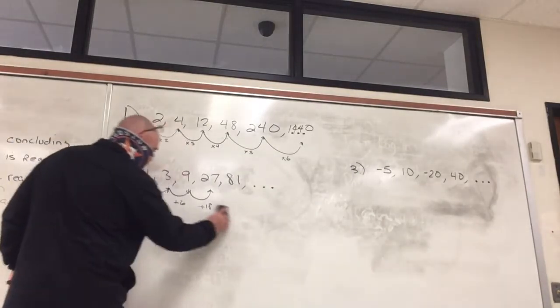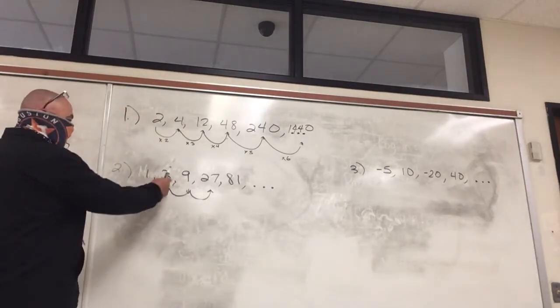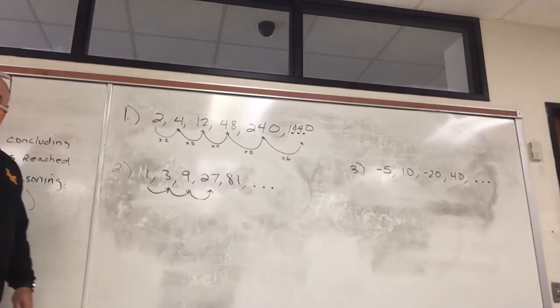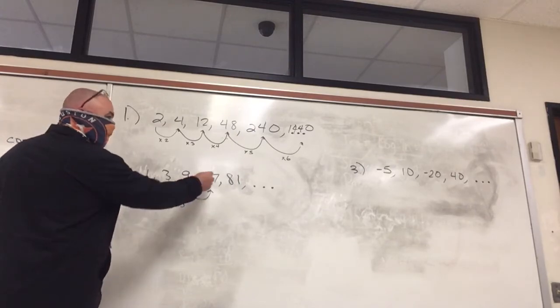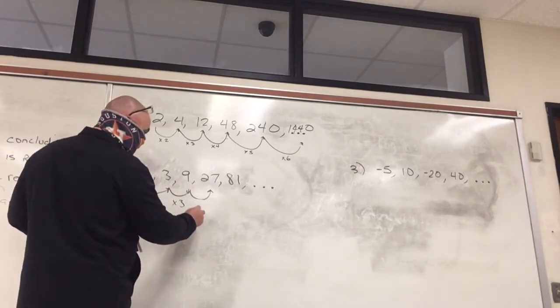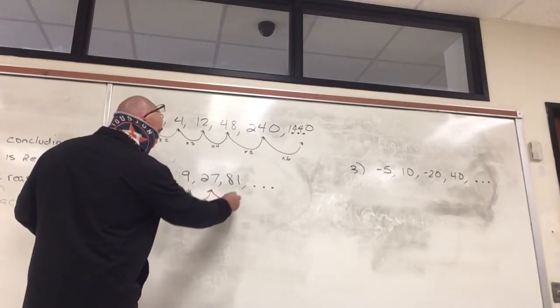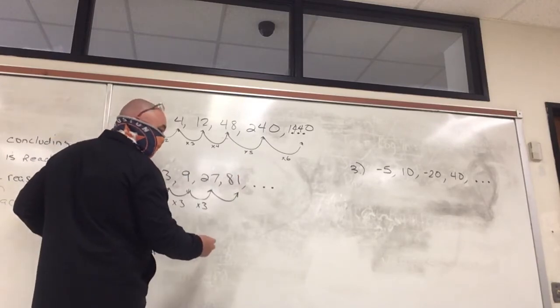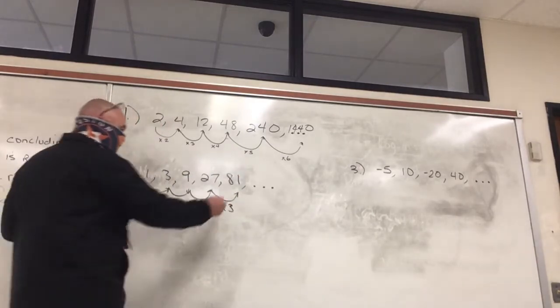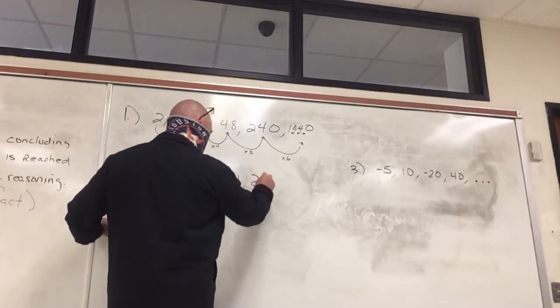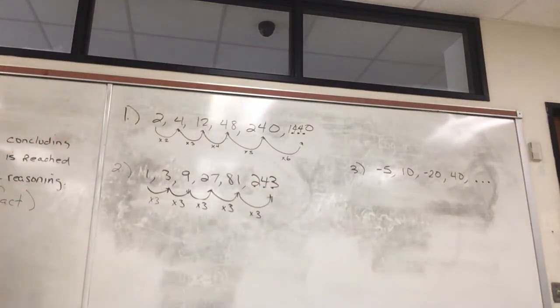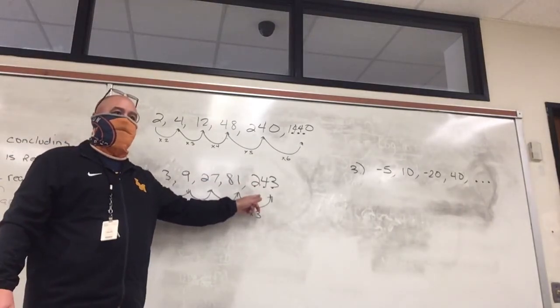Okay? So let's go with multiplication. To get from 1 to 3, what do you multiply by? 3. To get from 3 to 9, what do you multiply by? 3. To get from 9 to 27, what do you multiply by? 3. To get from 27 to 81, what do you multiply by? I guess 3. To get to my next number, what am I going to multiply 81 by? 3. And you're going to get 243. So I've used inductive reasoning to find my pattern, and I've used a conjecture to find my next number in my pattern.